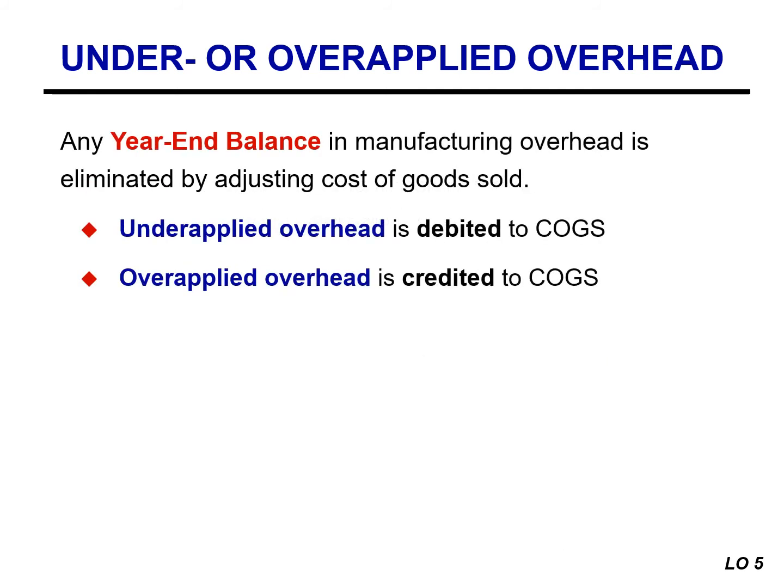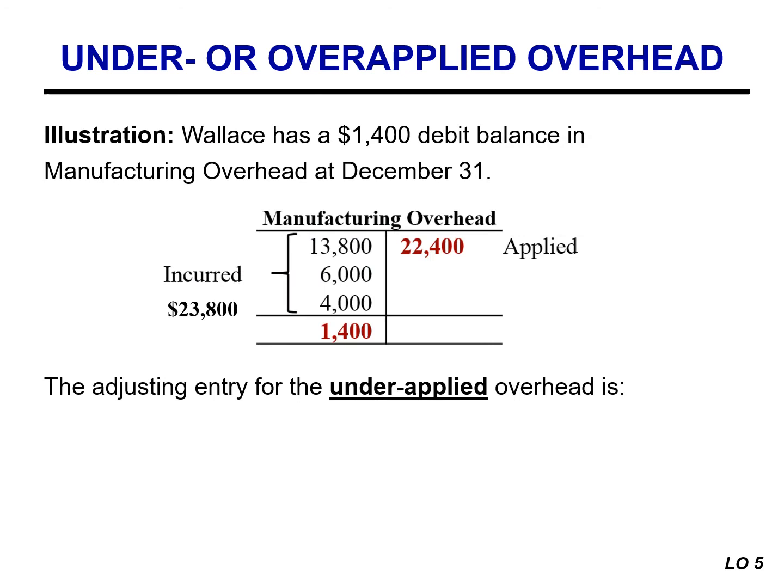At the end of the year, a company must eliminate any balance in manufacturing overhead by an adjusting entry that offsets cost of goods sold. If overhead is underapplied, we need to debit cost of goods sold, whereas if overhead is overapplied, we credit cost of goods sold. To illustrate, Wallace has a $1,400 debit balance in manufacturing overhead.